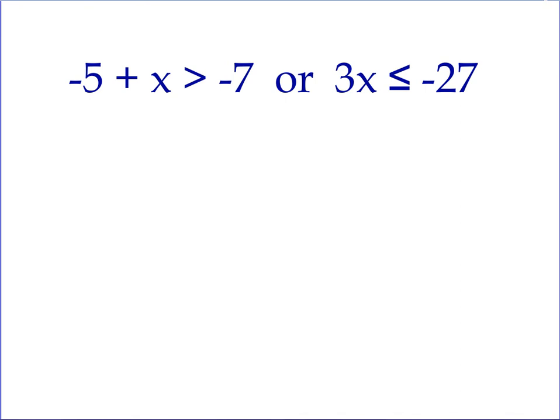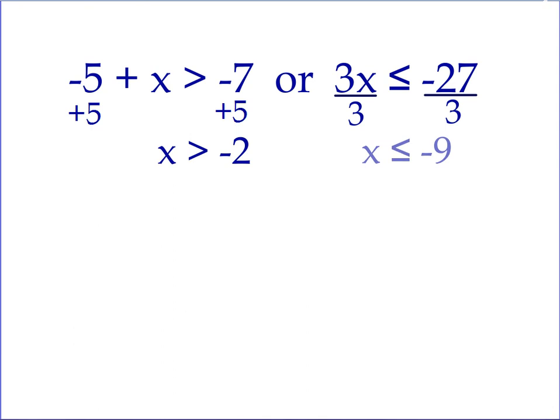Here's another compound inequality, this time with the word or. So we're looking for the union of both inequalities at the same time. And we need to solve these inequalities separately. To solve the inequality on the left, we add 5 to both sides, and I get x is greater than negative 2. To solve the inequality on the right, I divide by the coefficient 3 and get x is less than or equal to negative 9.